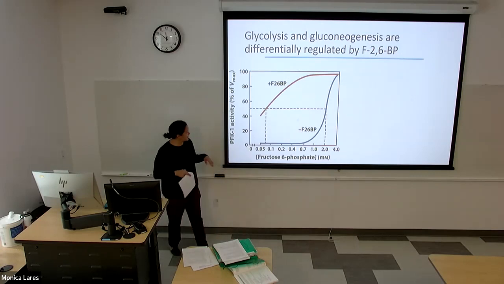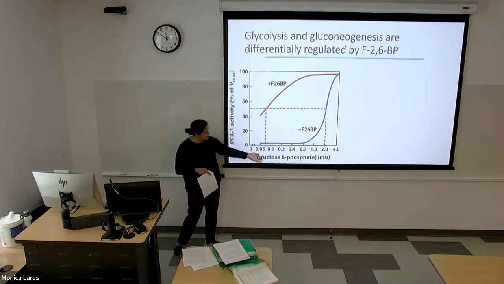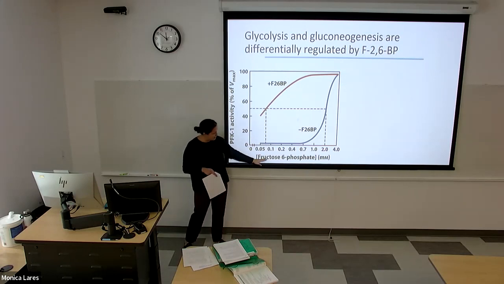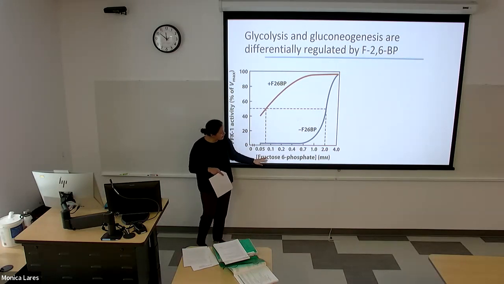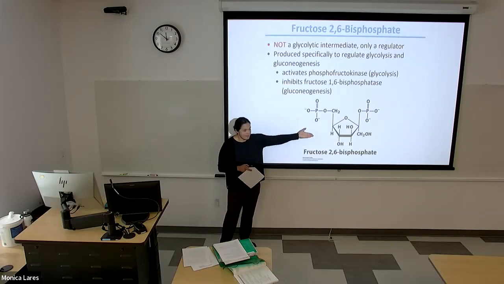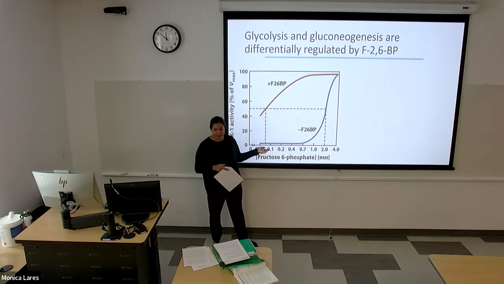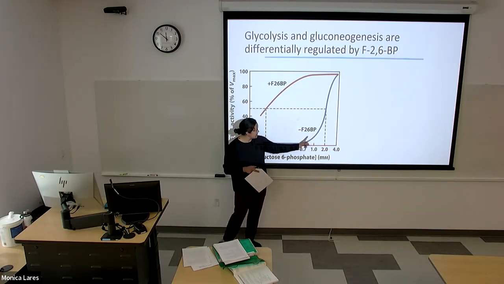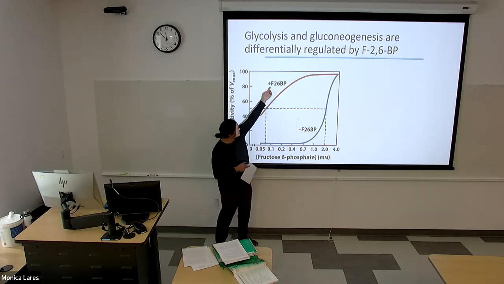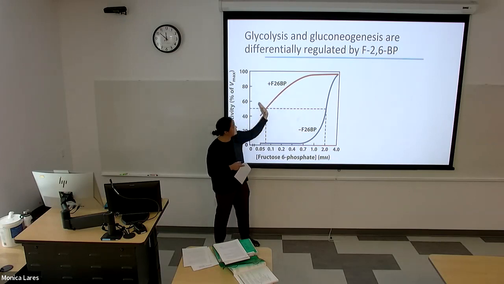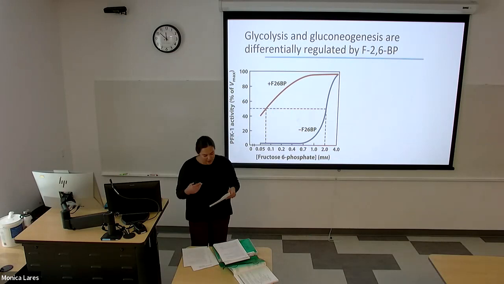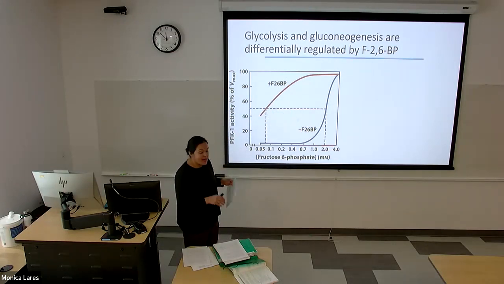So again, we kind of looked at this before. We're looking at enzyme activity versus substrate. PFK1 here, its substrate is fructose 6-phosphate. Without that small molecule present, PFK1 is inactive at relevant concentrations of its substrate. Look at that, it is really inactive in the absence of fructose 2,6-bisphosphate. However, in the presence of fructose 2,6-bisphosphate, we can see there's a huge jump. It is necessary for the activity of PFK1. And I want to be clear that this is in the liver.